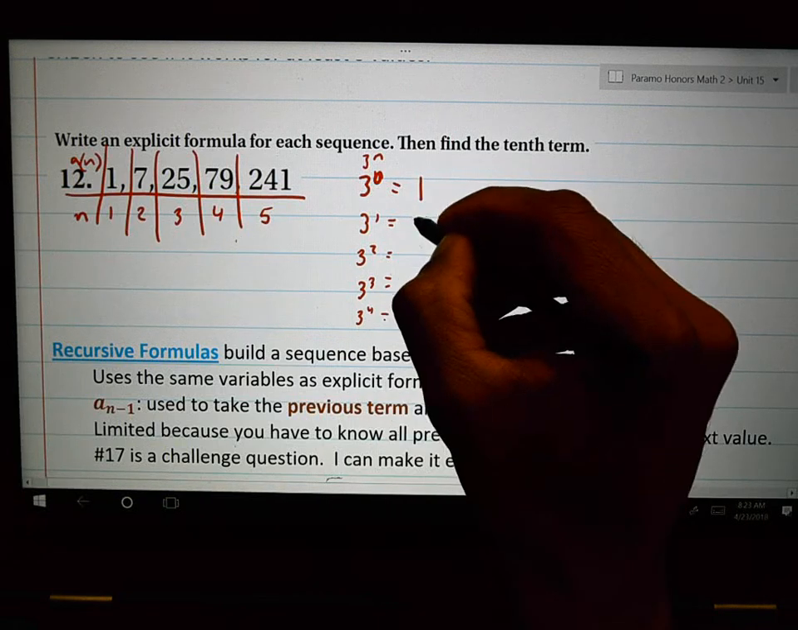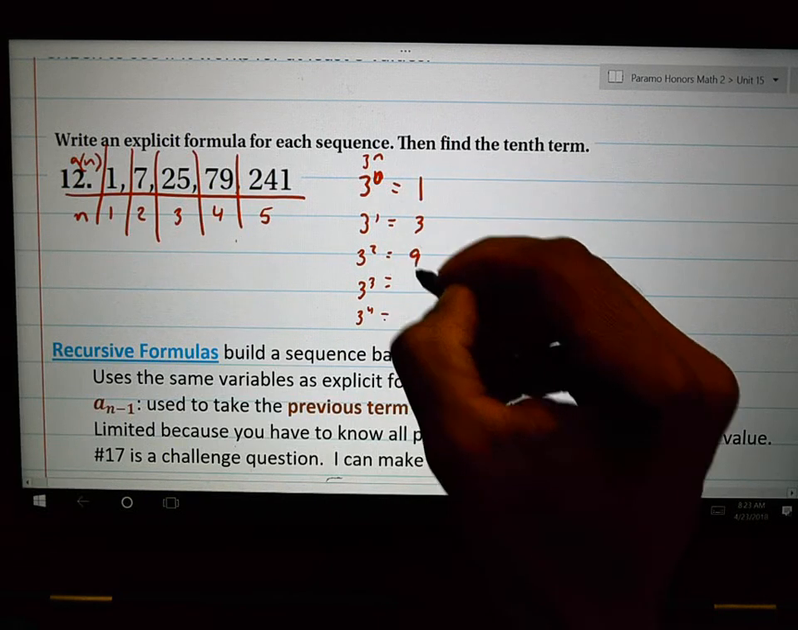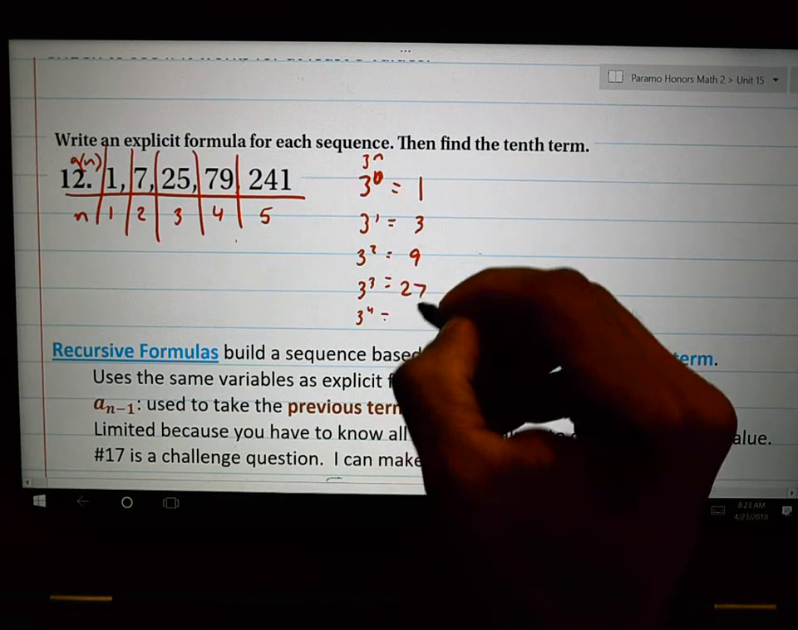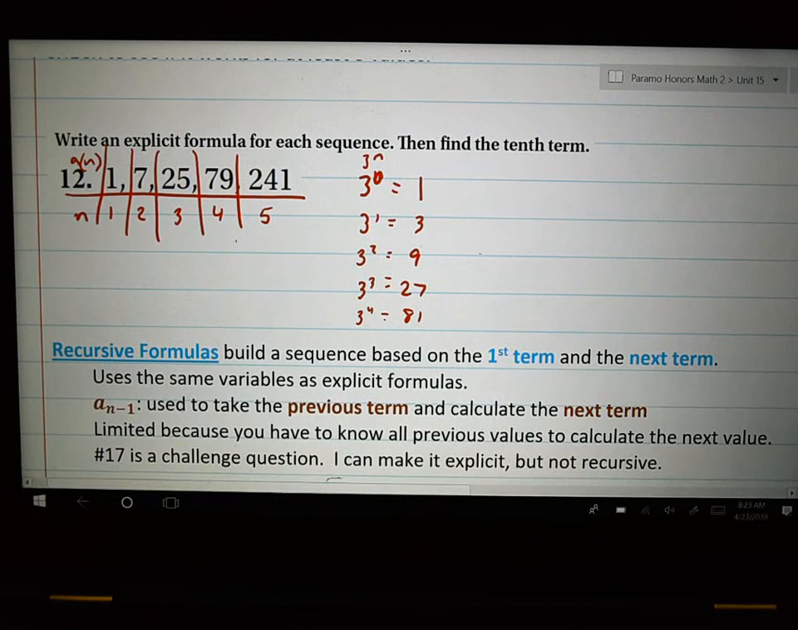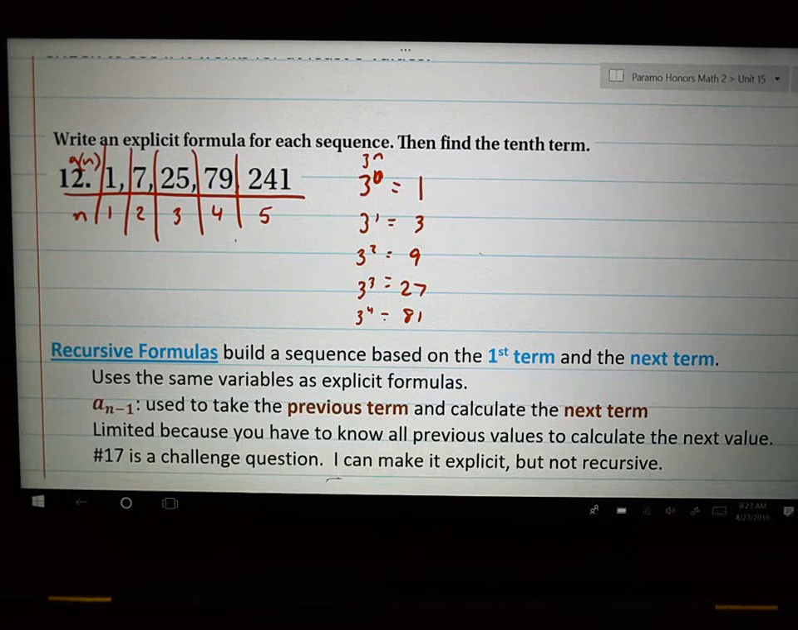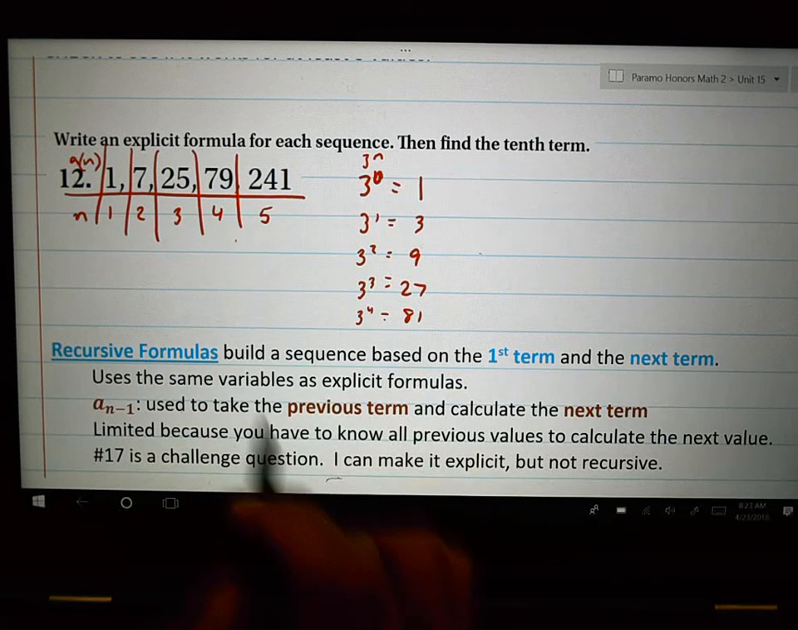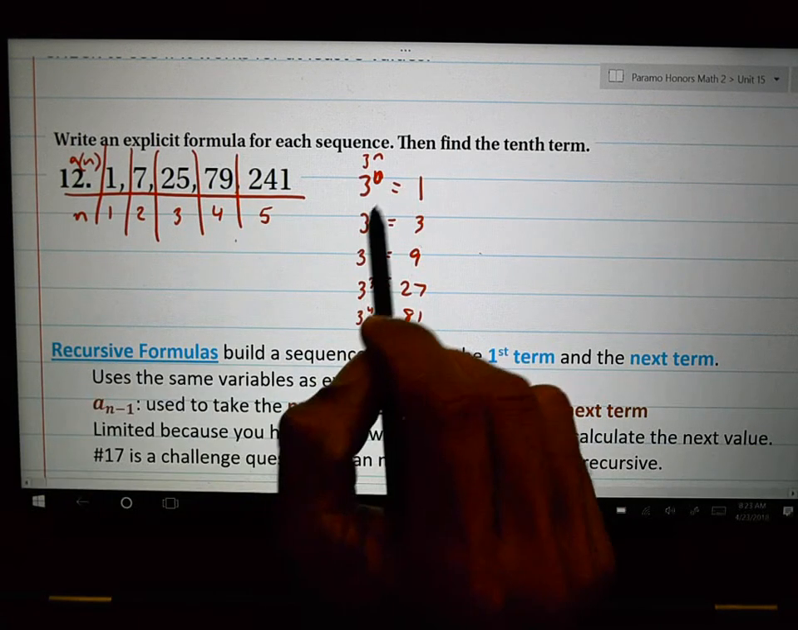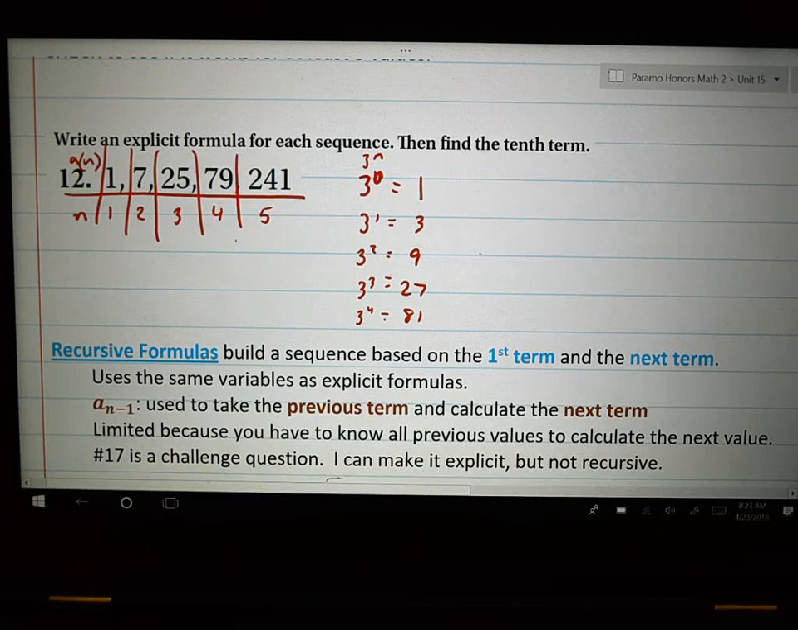3 to the 1 is 3. 3 squared is 9. 3 to the 3rd, 27. 3 to the 4th is 81. Let's look at these numbers: 1, 3, 9, 27, and 81. Pretty close, huh? When I was playing around with different possibilities, this has a variable in the exponent.